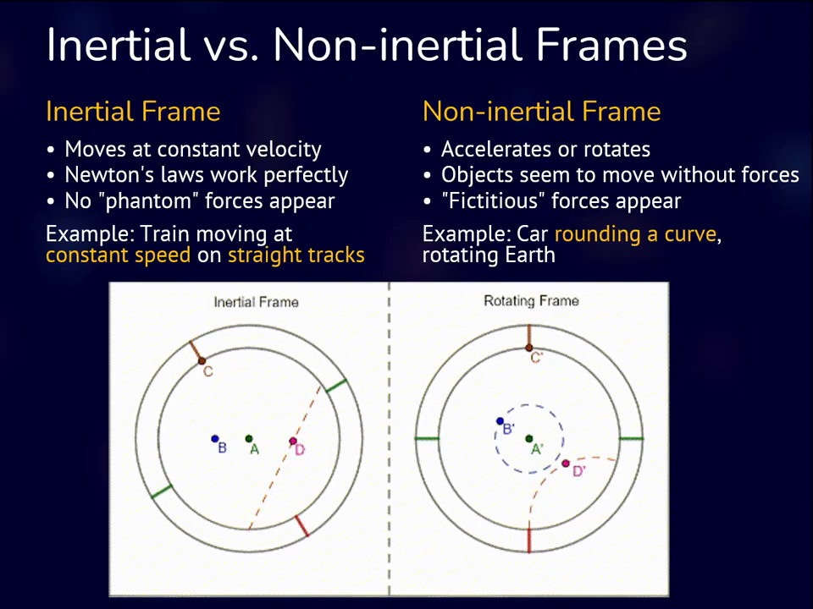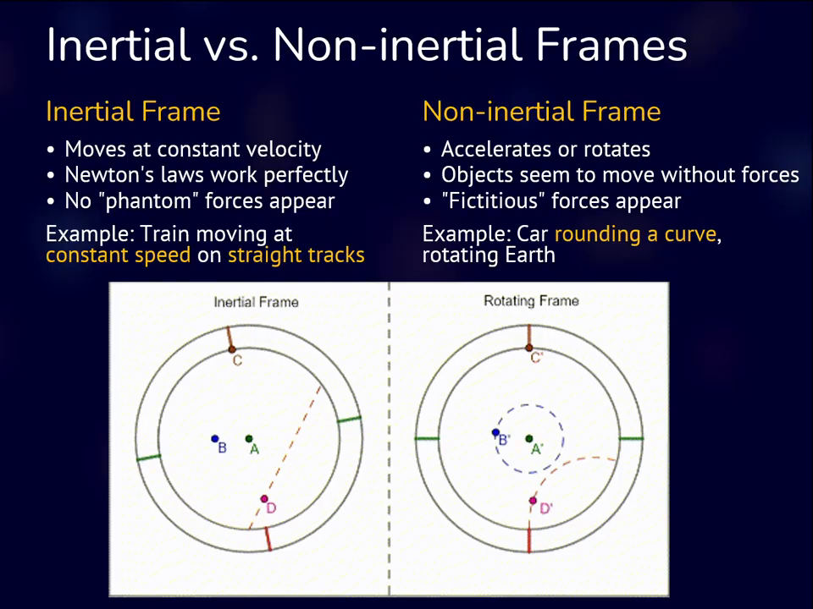Now let's drill down into an even more important distinction: inertial versus non-inertial frames. An inertial frame is one that moves at a constant velocity, meaning it's either at rest or moving in a straight line at a steady speed. In these frames, Newton's laws of motion hold true without any modification. A perfect example is a train cruising smoothly on straight tracks. Inside the train, if you drop a pin, it falls straight down, just like it would on the ground.